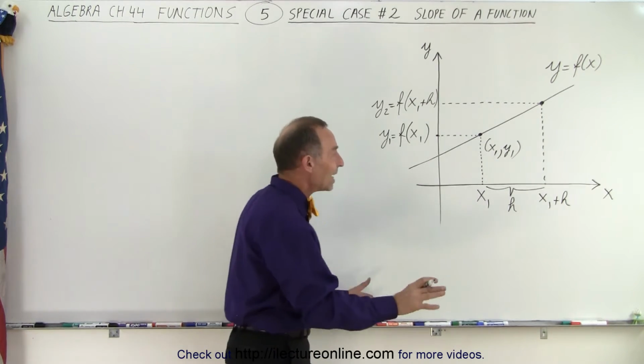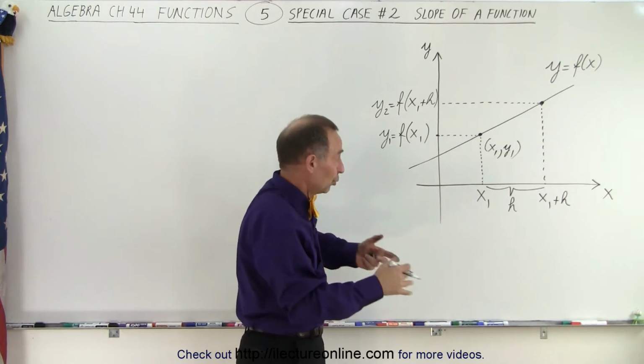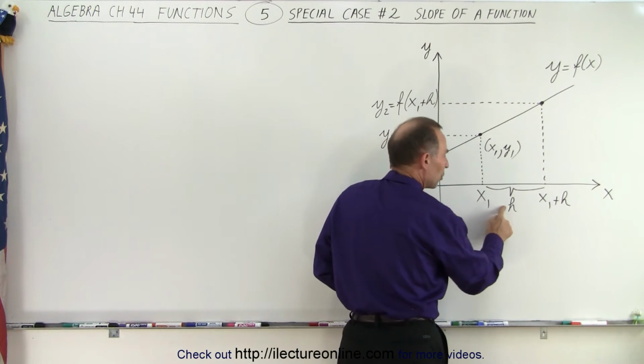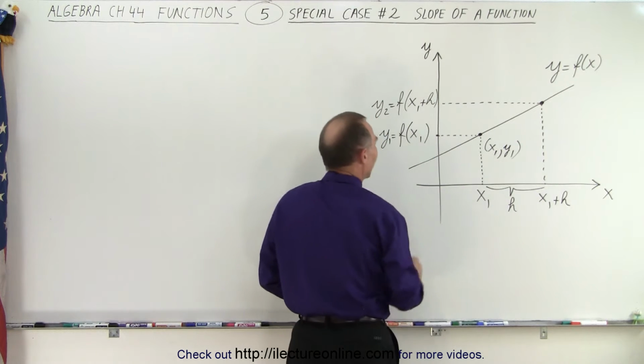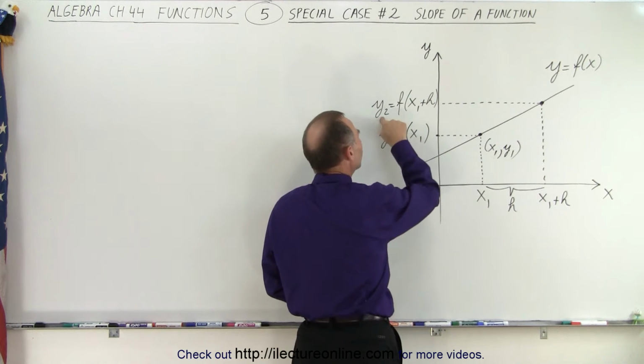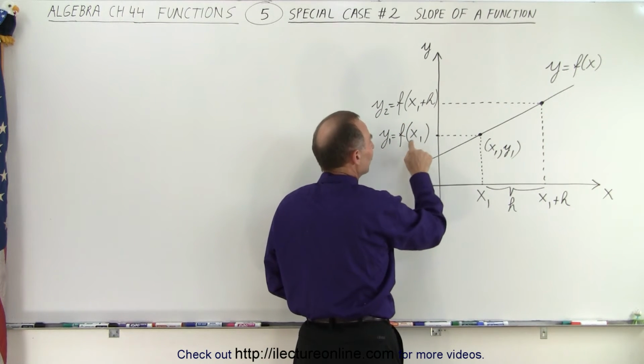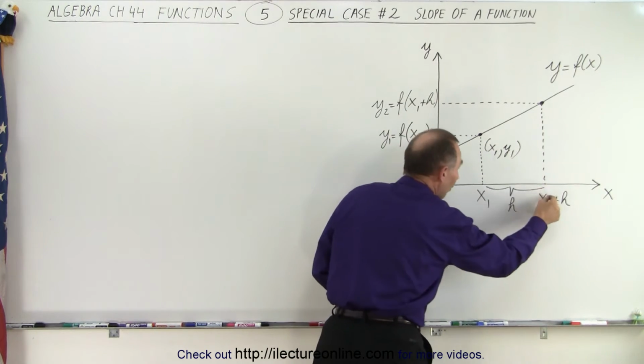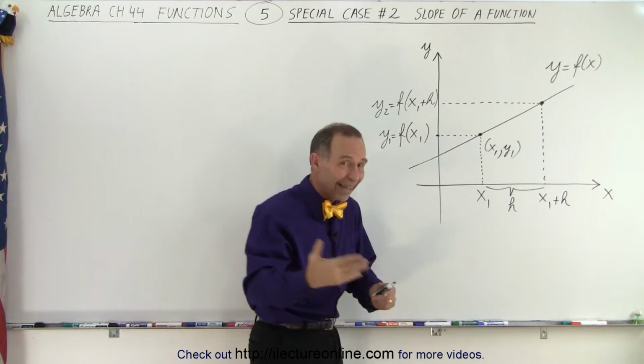Now you say, wait a minute, what do you mean? What's h? H could be any number. It could be 1, 2, 3. It's just a little bit more than x1. So x1 plus a little bit more gives you x1 plus h. And here we get y1 and y2. y1 is simply the function evaluated at x1, and y2 is the function evaluated at the next point, which is x1 plus h, the next x value.